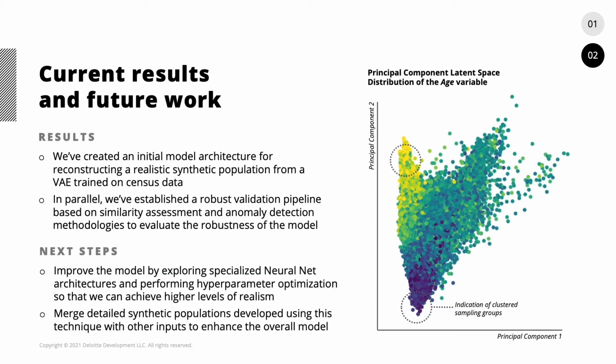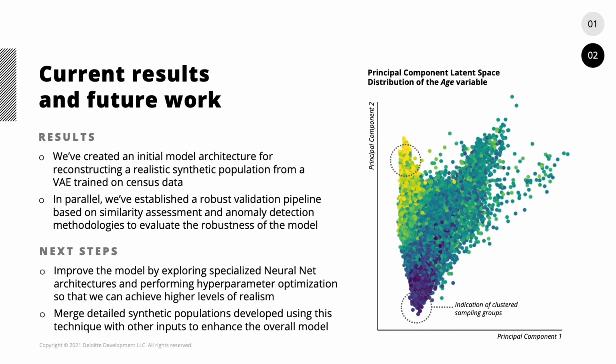So, in order to conclude this line of work that is in progress, two major results so far have been: first, we have created an initial model architecture for reconstructing a realistic synthetic population from a VAE trained on census data. Also, in parallel, we have established a robust validation pipeline based on similarity assessments and anomaly detection methodologies to evaluate the robustness of the model. On the right side here, we can see the regularized latent space of our VAE, represented by two principal components, where we can see an indication of cluster sampling groups.